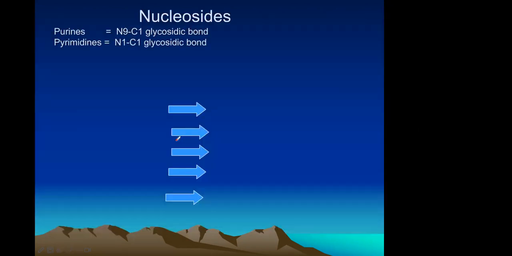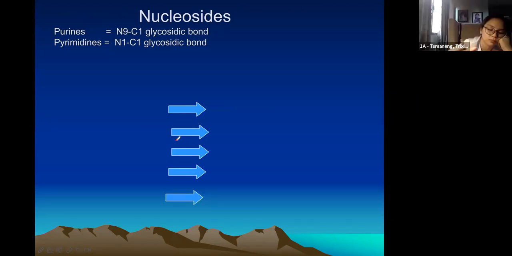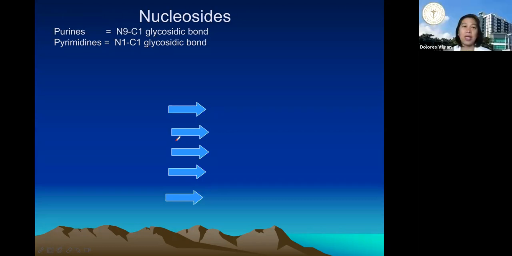So again, a nucleoside is composed of base and sugar. And this is linked with N-glycosidic bonds. Specifically, for purines, the linkage is N9-C1. For pyrimidine, the link is N1-C1. Okay? So always, the sugar at carbon 1 is linked to your base. If it is purine, it is linked to N9. Well, for pyrimidines, it is linked to N1. Okay?